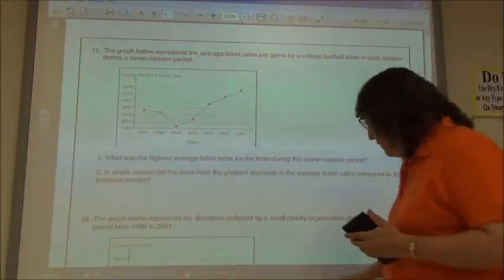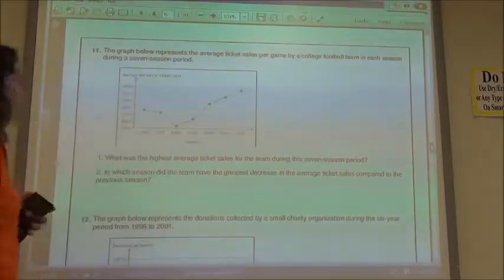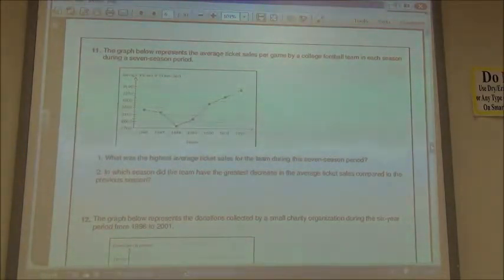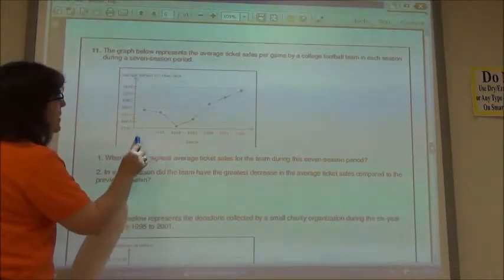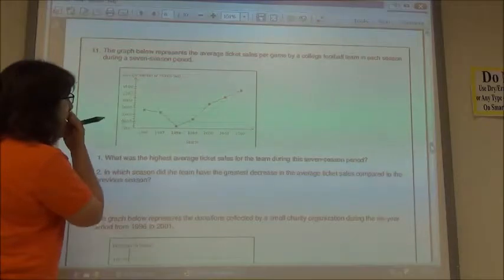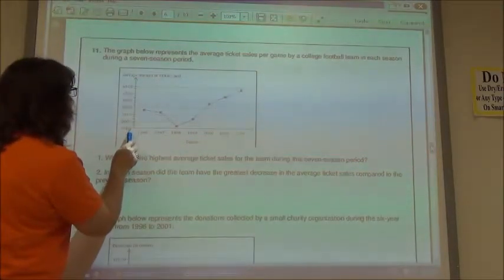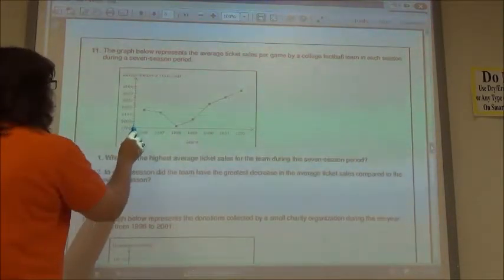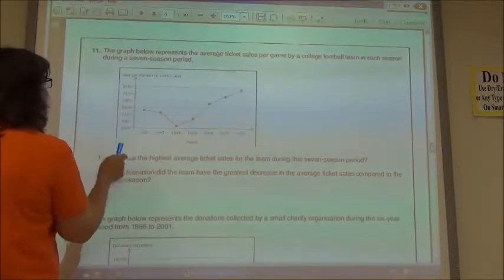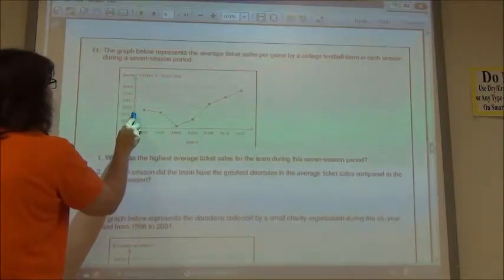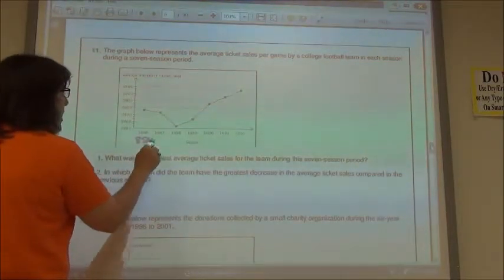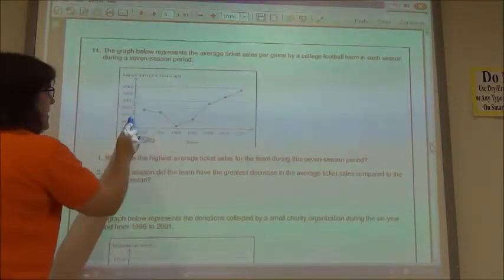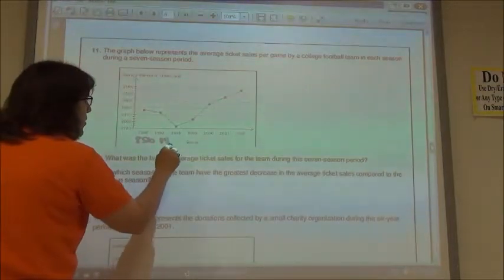So number 11 says the graph below represents the average ticket sales per game by a college football team in each season during the 7-season period. So for example, here in 1996 we were right here. This is going up by 8, 9, 10. So up by $100. So if this is $8,300, $8,400, $8,500. So this would be at $8,500. 1997 we'd be just at $8,400.